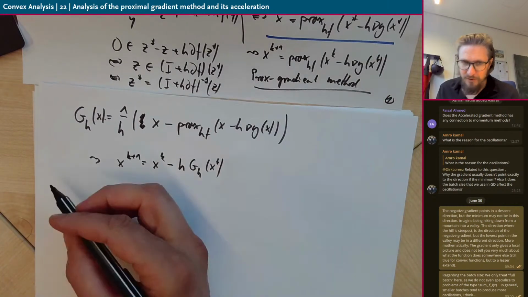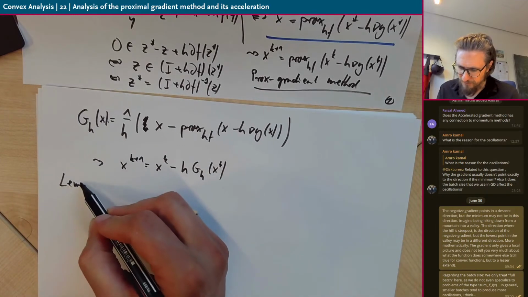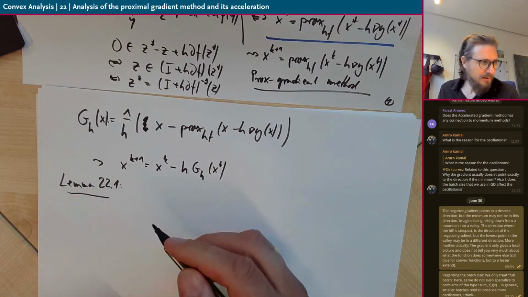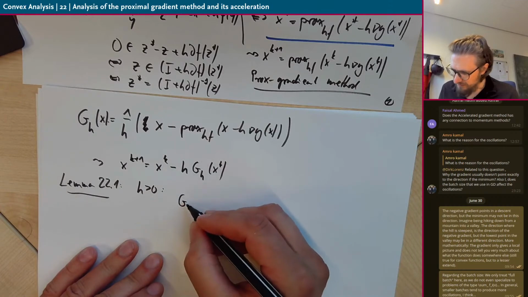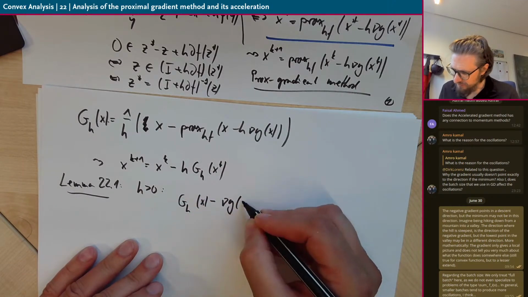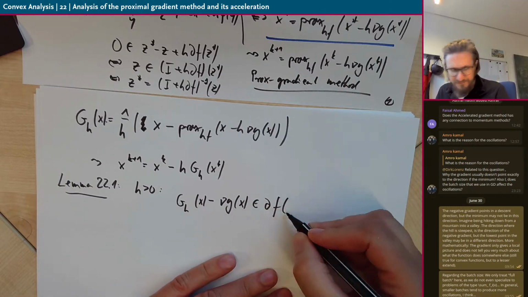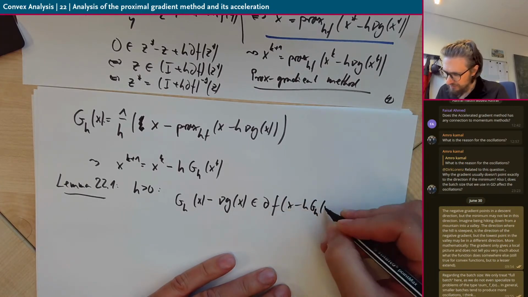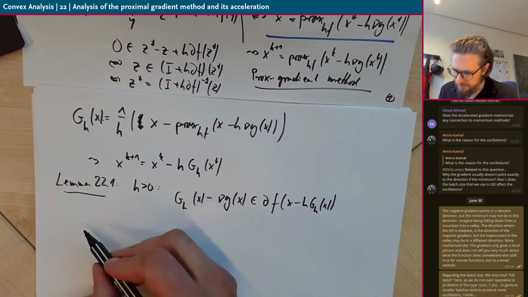So, okay, we'll collect a few results which help us to prove what we want. The first lemma is 22.1. It says if we have positive h, then we have that G h of x minus the gradient of g at x of small g is an element of the subdifferential of f at x minus h G h of x. Okay, that's the first thing.